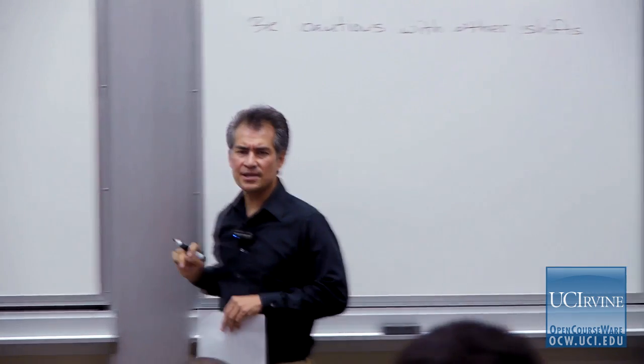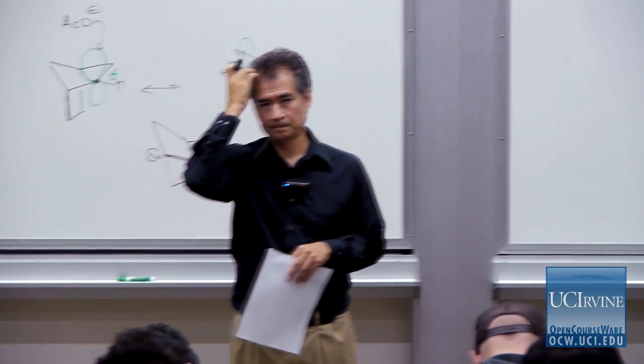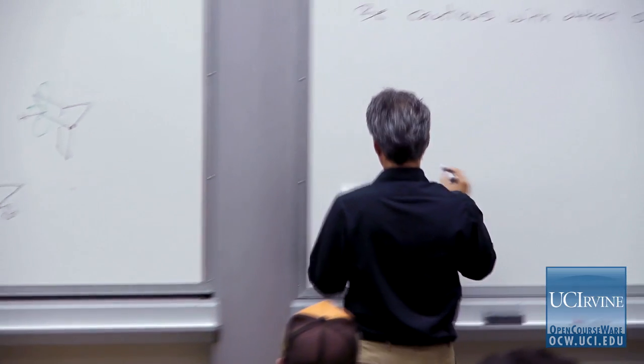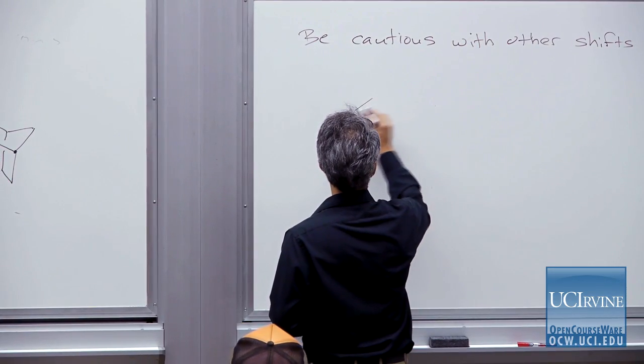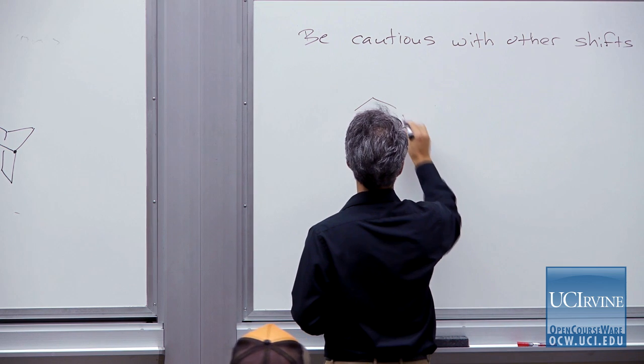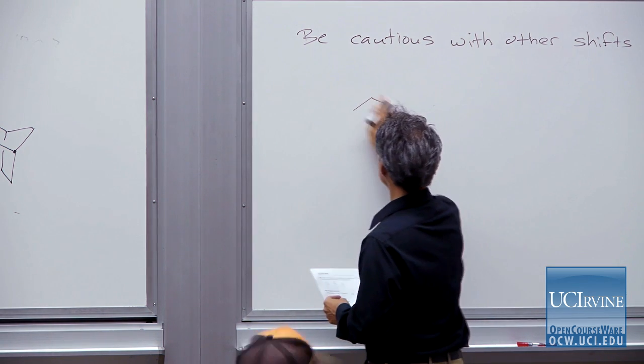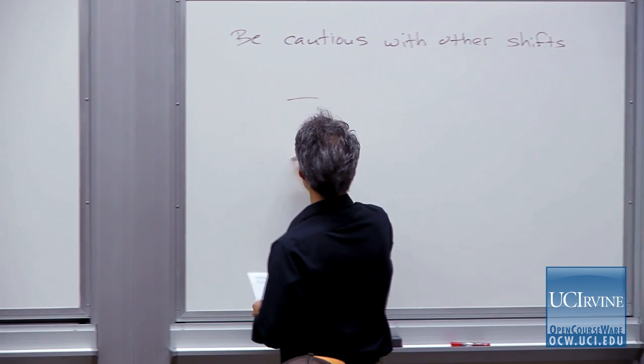Can you have 1,3 shifts or 1,4 shifts? And yes, you can, but they are very, very rare. Let me give you an example of, and I'm going to try to draw a stop sign here, an 8-membered ring. I don't even know, let me see if I can do this. Let me just draw a stop sign the way I know how to draw a stop sign.